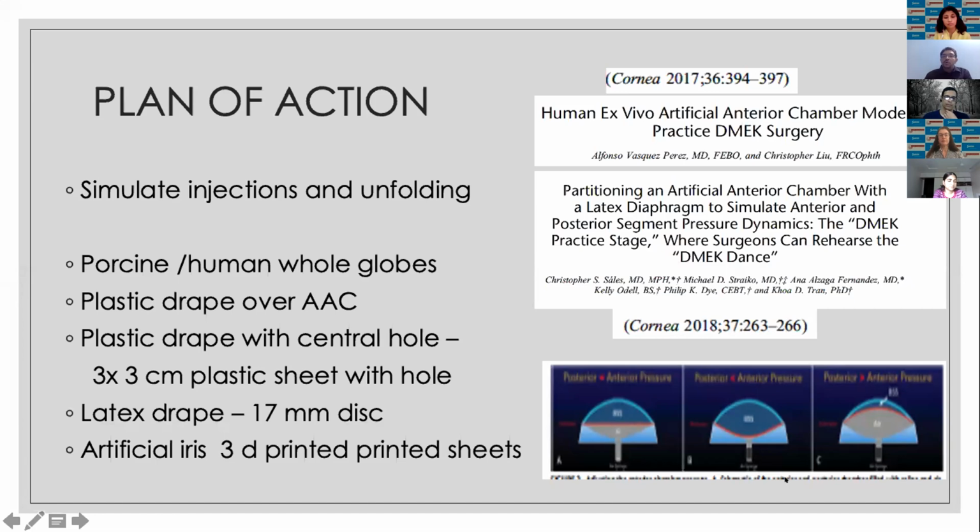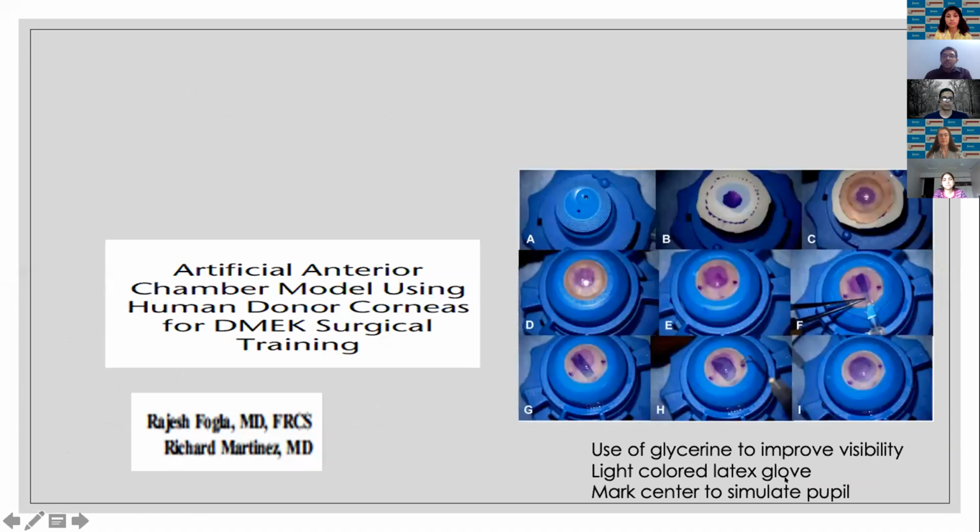You could also use whole globes or porcine globes, but generally these are more hypotonic and the cornea is quite edematous, so it might be very difficult for you to unfold it in those. So the artificial anterior chamber serves as a useful tool to practice the entire unfolding in your wet lab. This is a picture where they have marked the center of the cornea to simulate your pupillary opening, and almost the entire process of unfolding can be done there. If your cornea is quite edematous, you could use glycerin to improve visibility. The use of light colored gloves facilitates a better contrast between the blue stained Descemet's scroll and the underlying glove color.